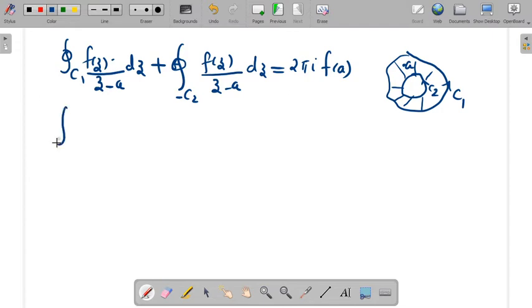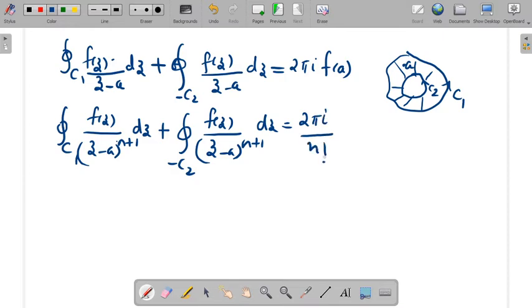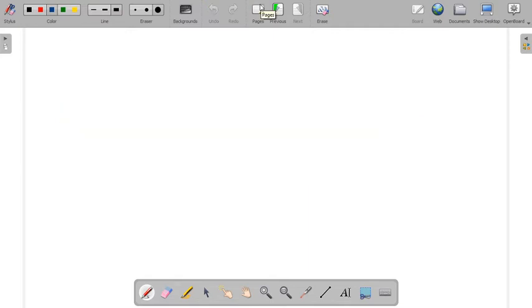And you can extend this to derivative of analytic functions, that is integral over C1 f(z)/(z minus a)^(n+1) dz plus integral over minus C2 f(z)/(z minus a)^(n+1) dz, that will be equal to 2 pi i by n factorial, the nth derivative of f at a. So these are the results for multiply connected region. Now let us see this.